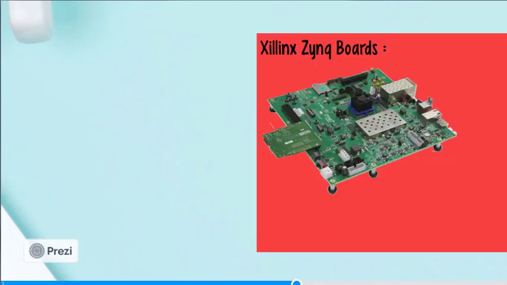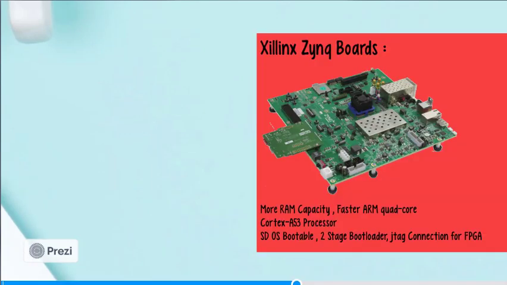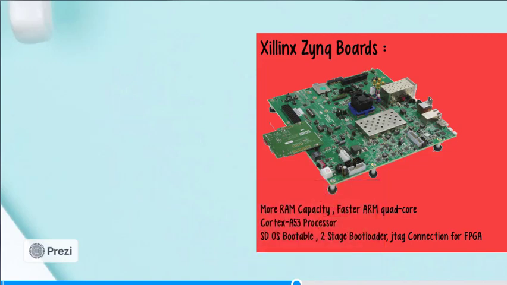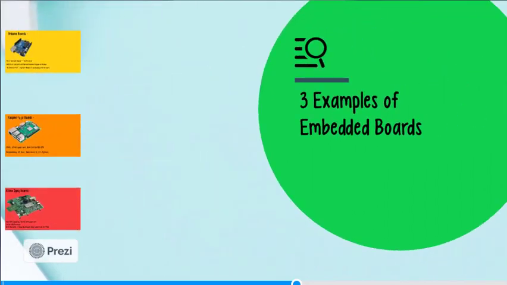And another one is the Xilinx Zynq boards. It's the same as that of the Raspberry Pi. An example of its specification is this one: more RAM capacity, faster ARM quad-core Cortex A53 processor, SD bootable, two-stage bootloader, JTAG connection for FPGA. So these are popular examples of embedded boards.